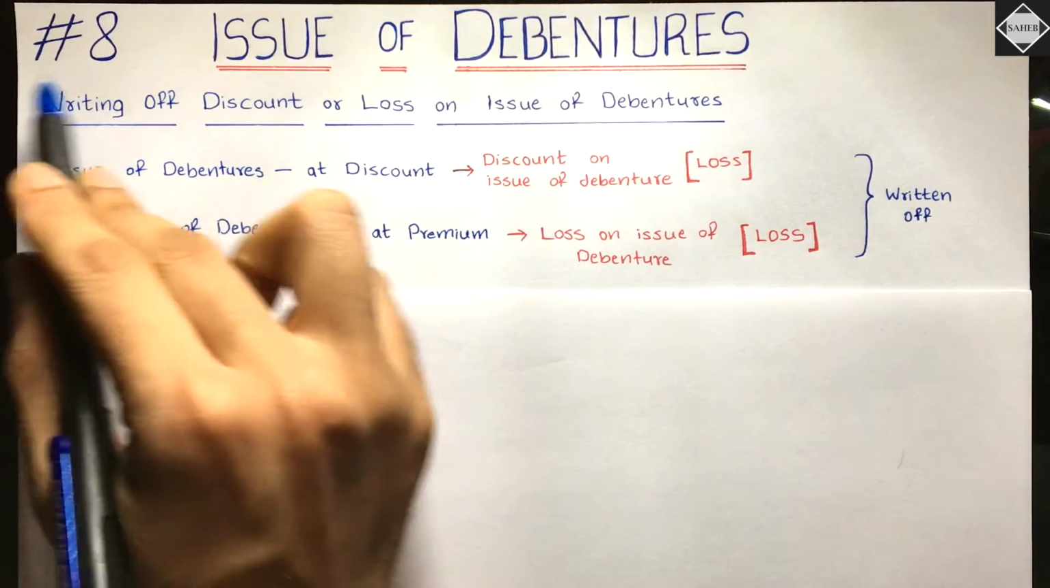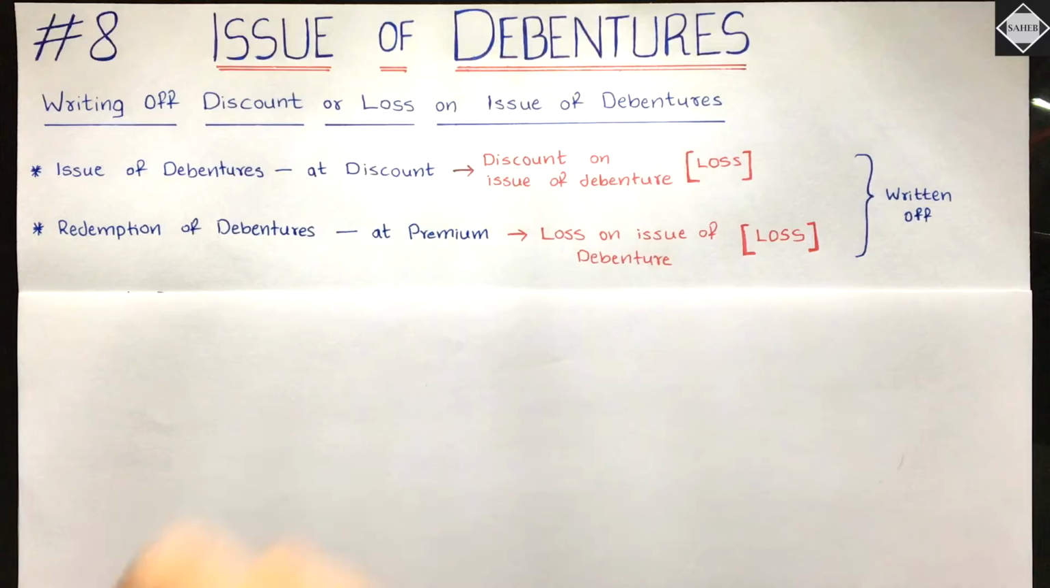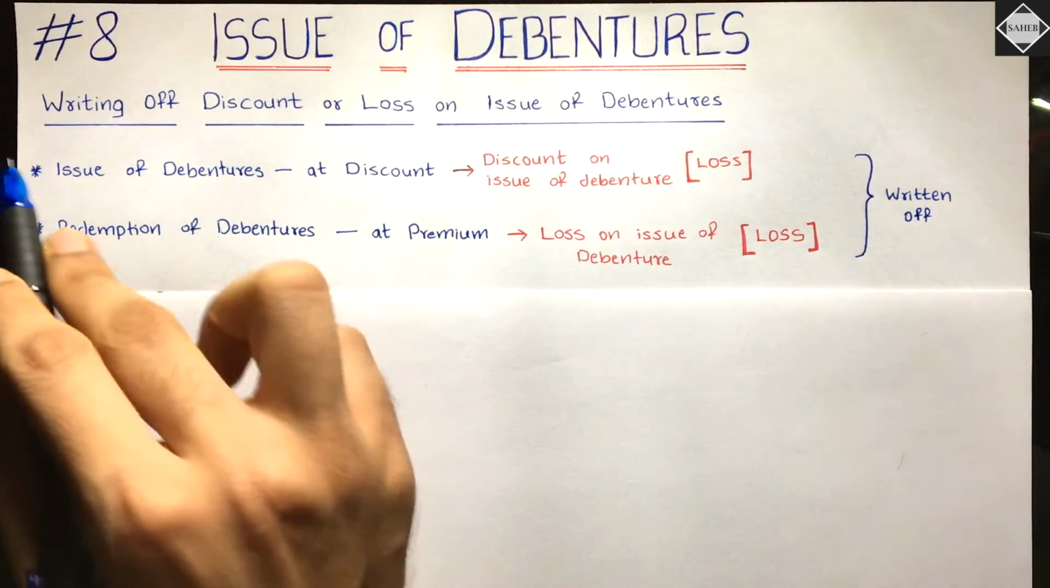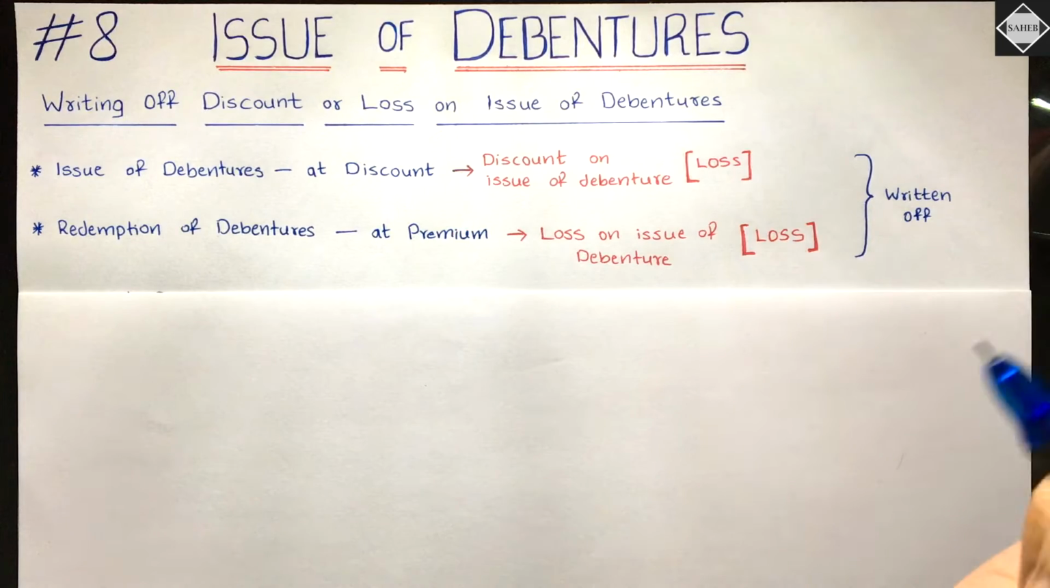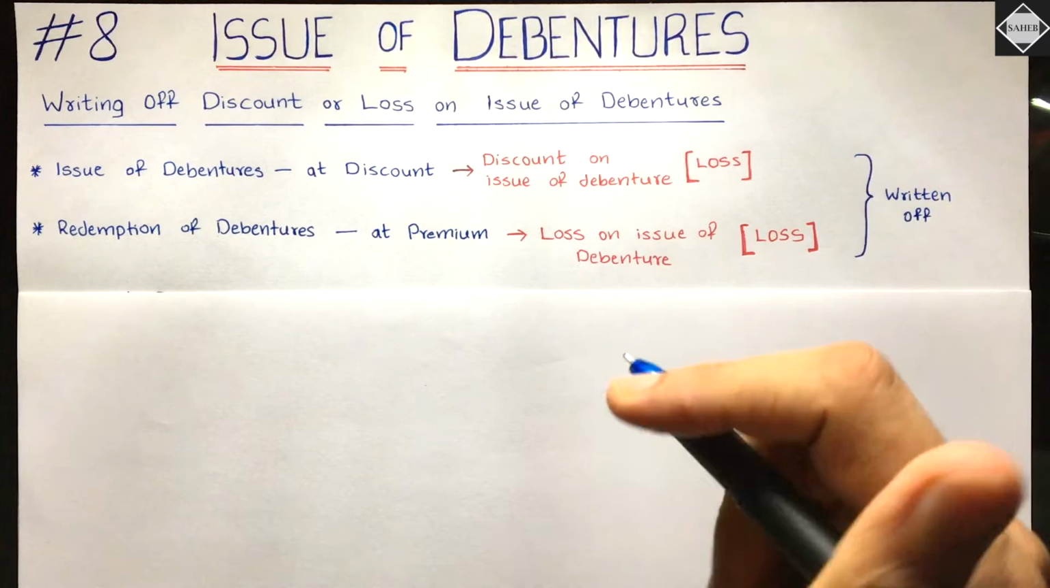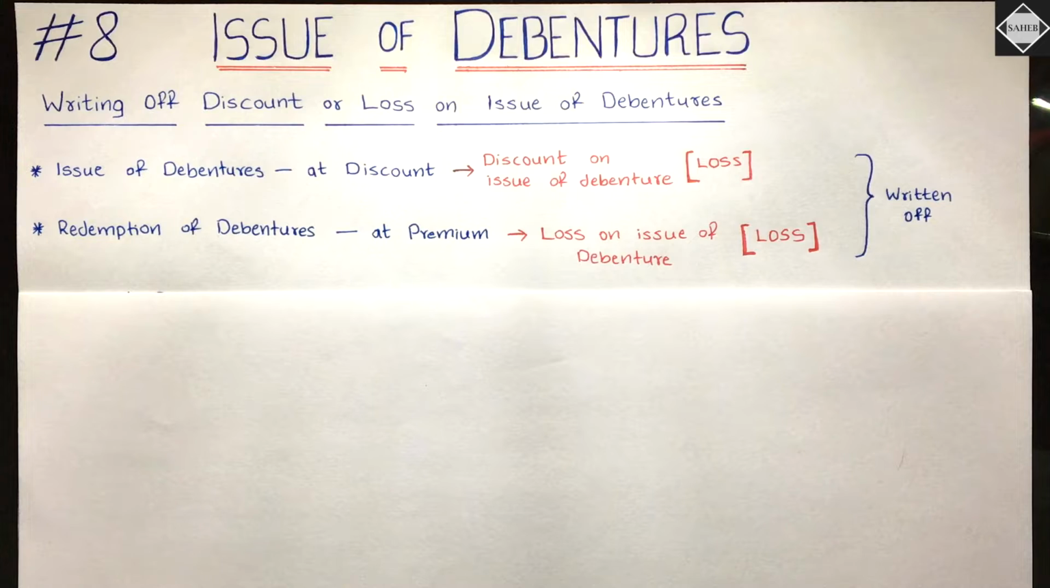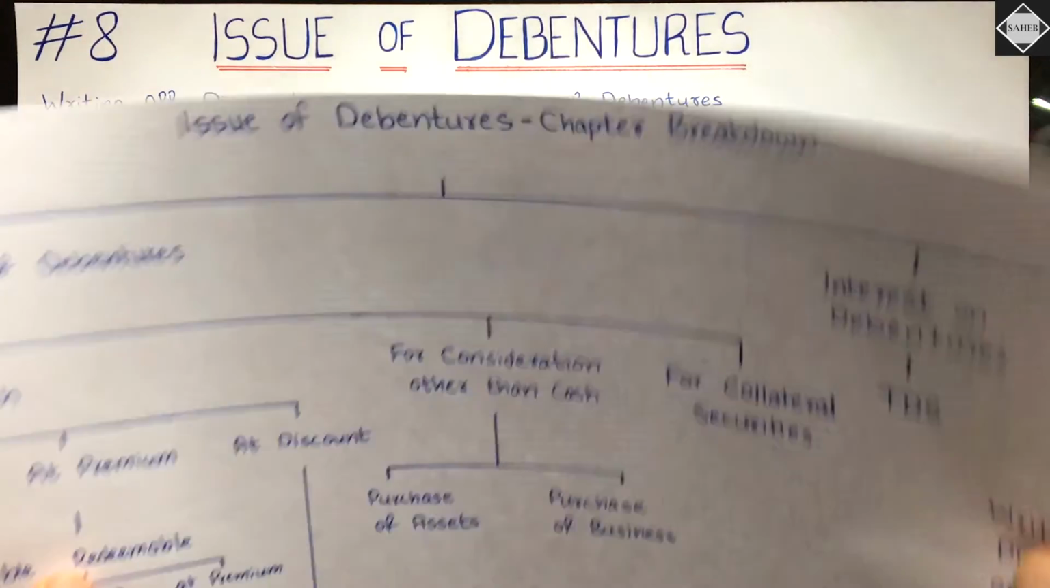Today in this 8th video of the issue of debentures chapter, we are going to discuss writing off discount or loss on issue of debentures, and we are going to solve two problems on this. Now let me tell you what we have done so far in the previous 7 videos, which you have to watch. I will put the links in the description below.